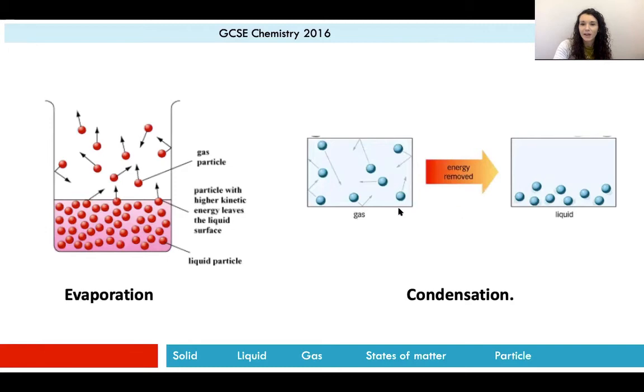And this diagram here is showing what happens in condensation. So those gas particles are moving closer together as heat energy is removed. So they've got less kinetic energy until they form back into a liquid. If you'd like to have a go at drawing those out now, then pause the video and you can do that.